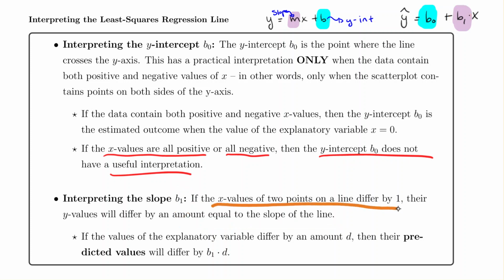Now this is a helpful explanation if the difference in x values is only 1, but what if the difference in x values is a larger value? For instance, if the values of the explanatory variable, that's our x, differ by d, then their predicted values, our y hat values, differ by b sub 1, the slope, times d. And that follows exactly from our understanding of how the slope works in a straight line. If you differ by 1 and you go up b1, then if you differ by d, you go up d times b1.